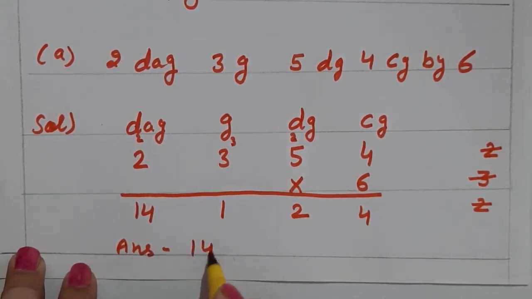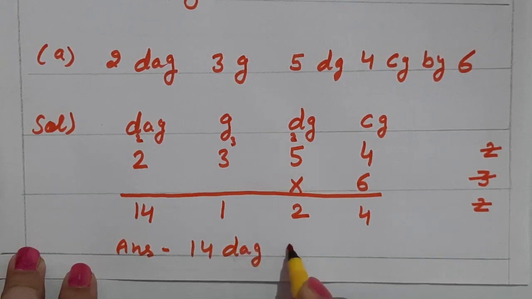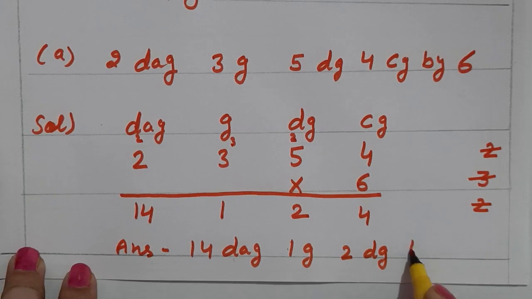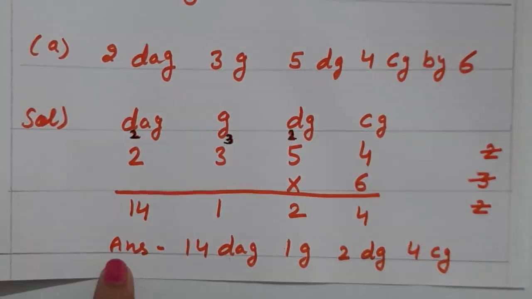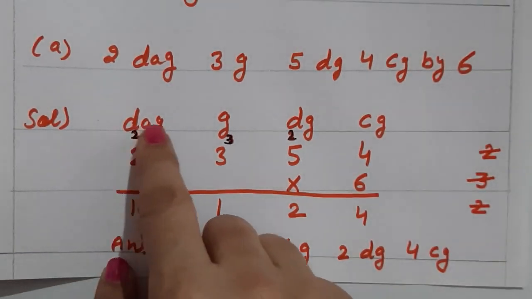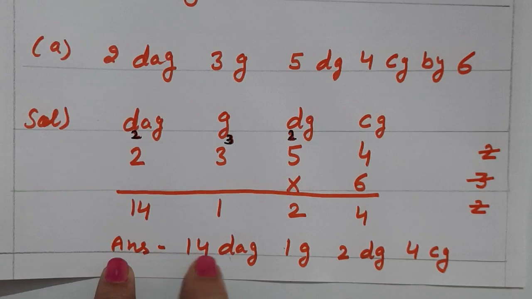It will become 14 decagram, 1 gram, 2 decigram and 4 centigram. So in this way you have to do simple multiplication. Only units you will write down at the top and with the answer.